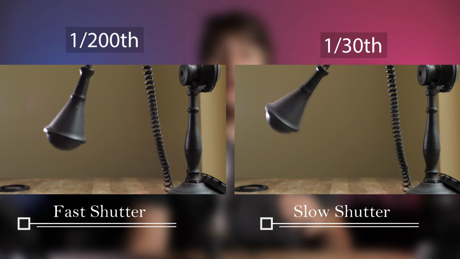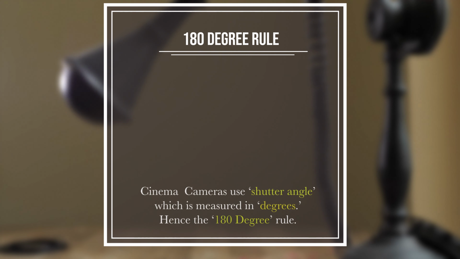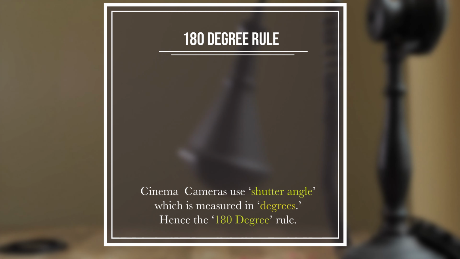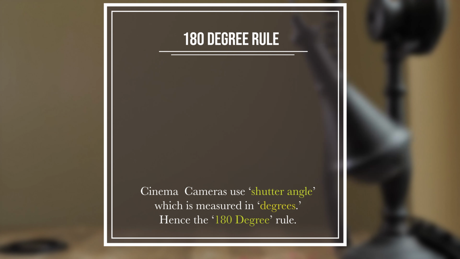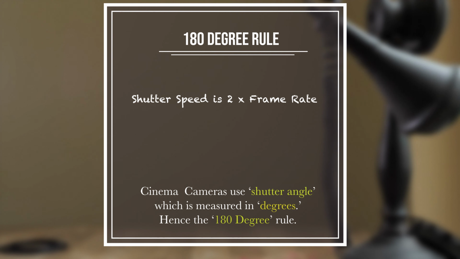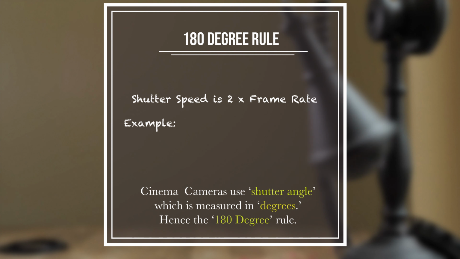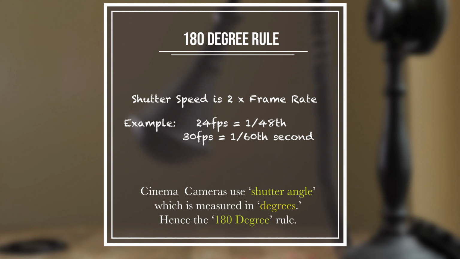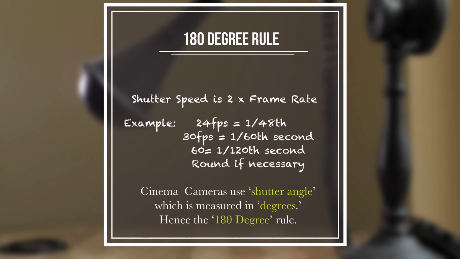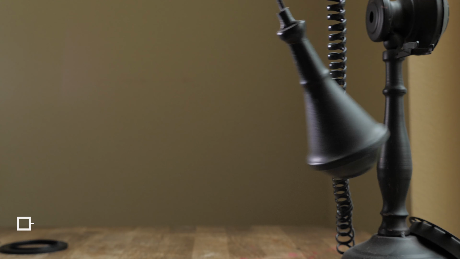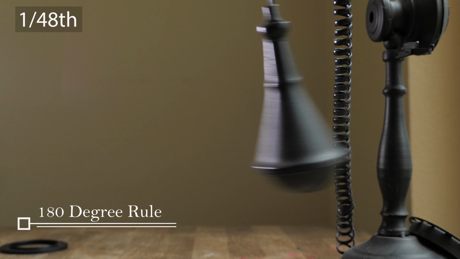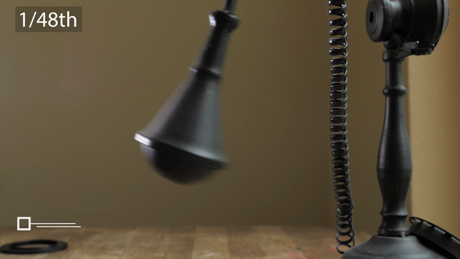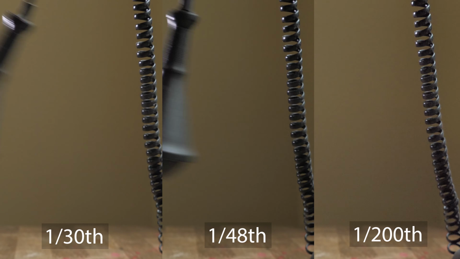So with all that being said, where should your shutter speed really be? The widely accepted rule of thumb is called the 180-degree rule. And what this rule is that whatever your frame rate is, your shutter speed is going to be double of that. If your frame rate is 24 frames per second, you want your shutter speed to be 1/48th of a second. If your frame rate is 30 frames per second, you would want 1/60th of a second, and so forth.